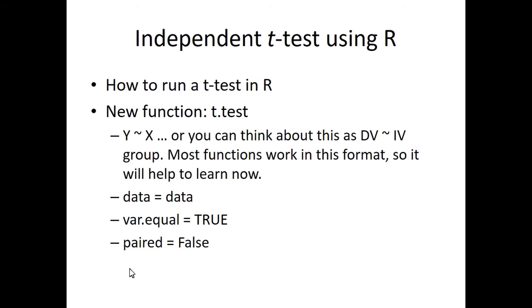So a lot of the functions we're going to do from now on have this data function, so it tells it where to look. So you can save yourself typing the dataset name 5 or 6 times. So that makes it a little bit faster.